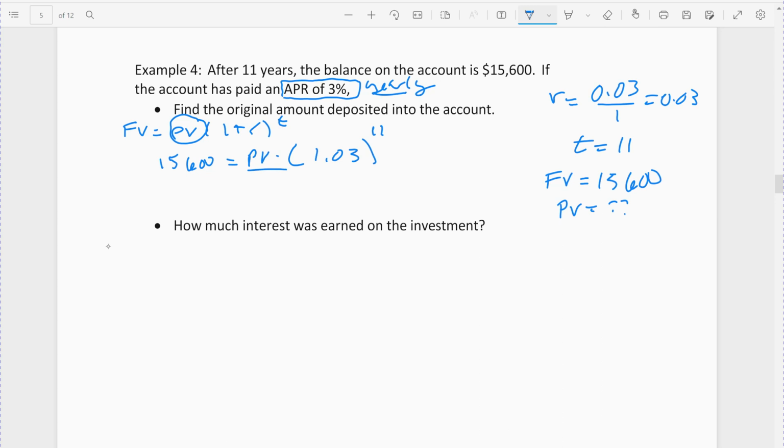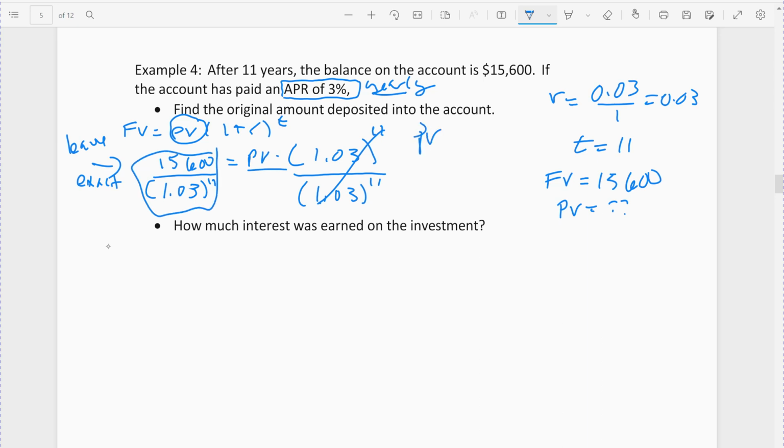I want to solve for present value, and so I'm going to divide by that exactly. Do not round until the end of the problem. So divide the 15,600 by 1.03 raised to the 11. Leave this exact. Do not round until the end of the problem. Otherwise, you could have a significant rounding error. So this is what you plug into your calculator.